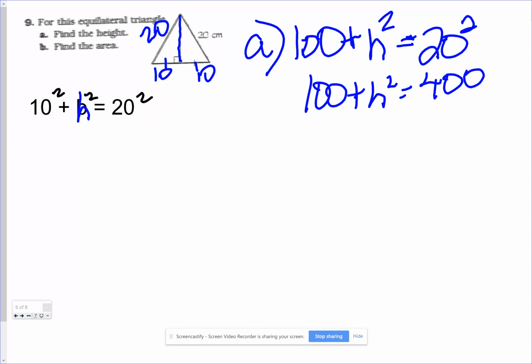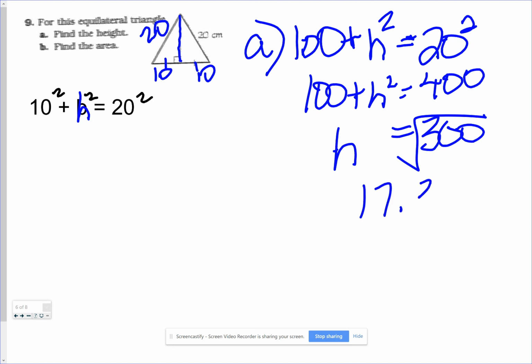All right, so I subtract 100. That gives me 300 here. This 100 goes away. So h squared equals 300, which means h is the square root of 300. So my height is going to end up being 17.3 approximately. So that's part A. And we're in centimeters, okay?